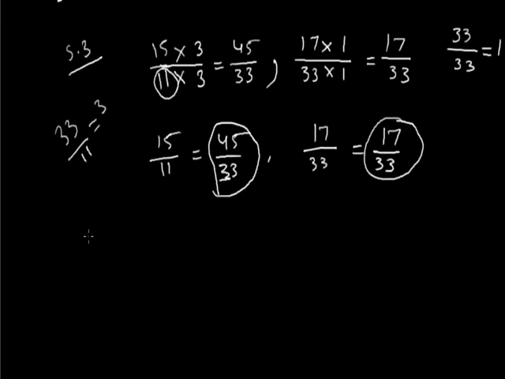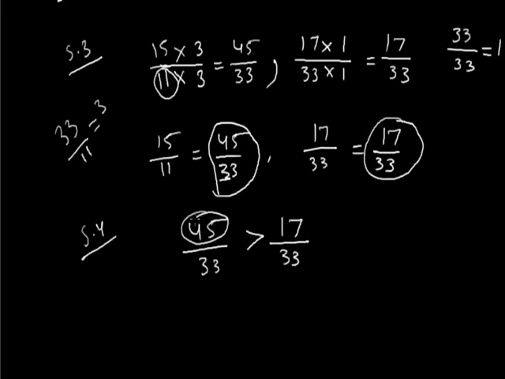So step 4 states that the fraction having the larger numerator is greater. That's why 45 upon 33 is greater than 17 upon 33, because 45 is greater than 17. That's why what we conclude in the last step is that the ratio 15 is to 11 is greater than 17 is to 33. Alright. This is all about the concept of comparing two ratios.